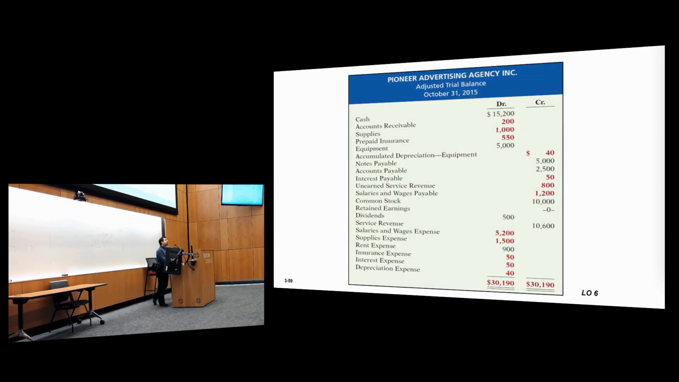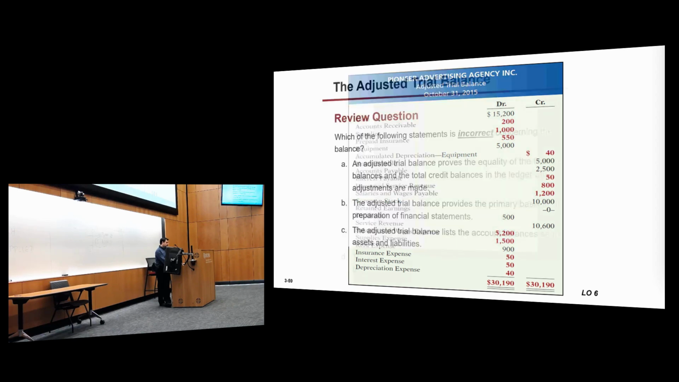Once you have this one, you prepare the adjusted trial balance. Those are the balances that will be used for the preparation of the income statement and the balance sheets. How is that done? Well, let's do this one first. Let's find it.